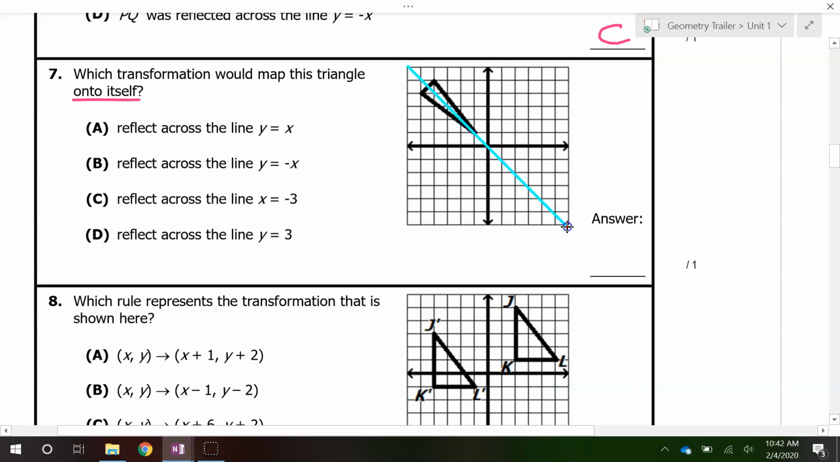And hopefully you can see that this diagonal line splits the triangle right down the middle, so that we have a mirror image on either side of the line. A diagonal line that goes downhill is called y equals negative x. So this is a reflection across the line y equals negative x. So the answer is B.